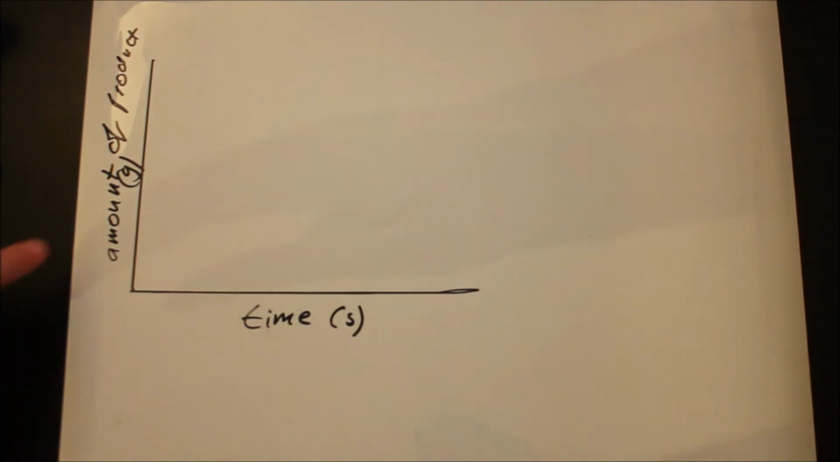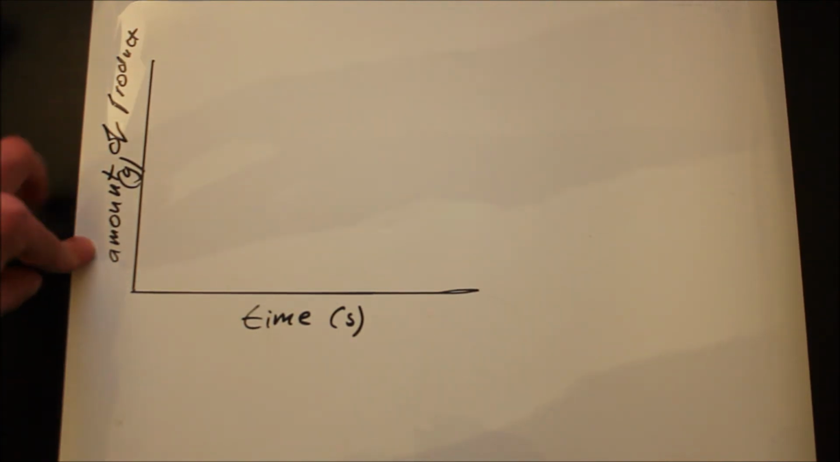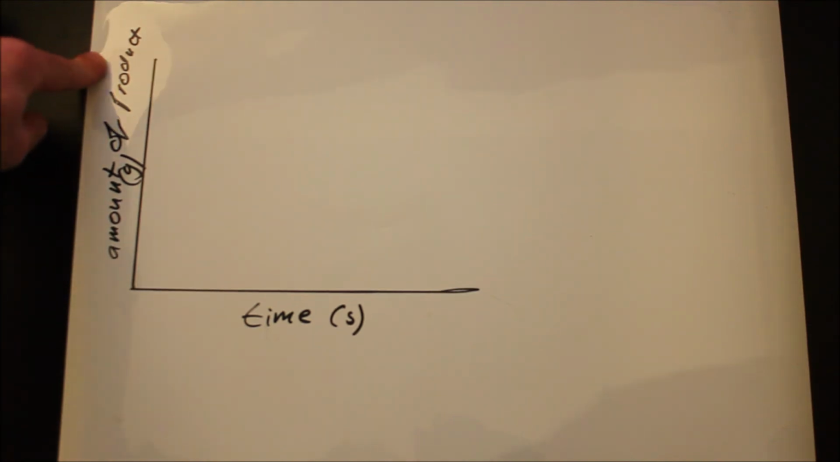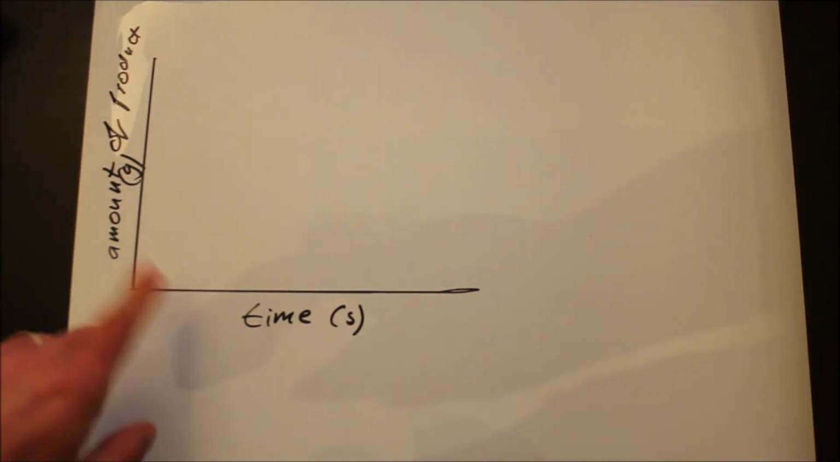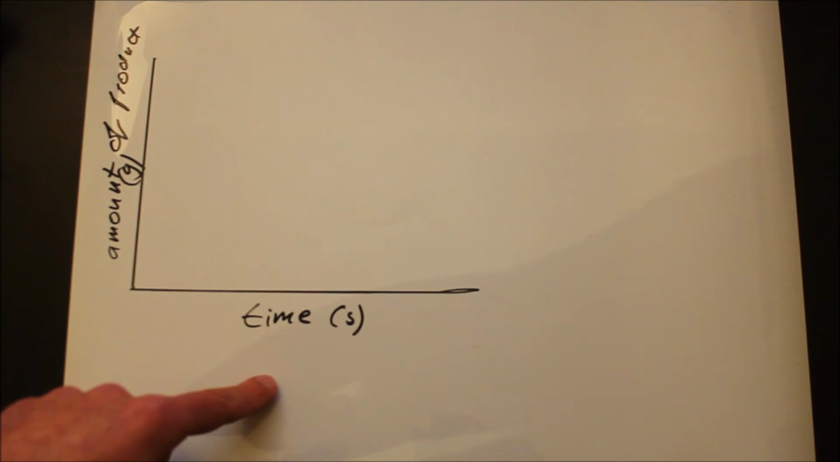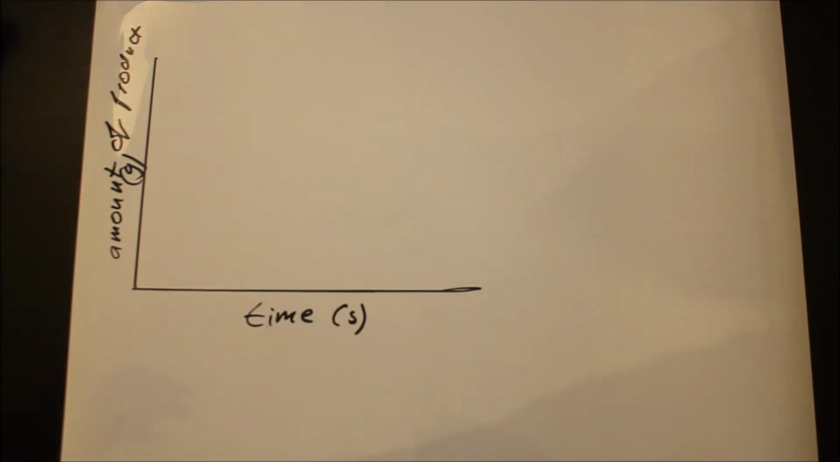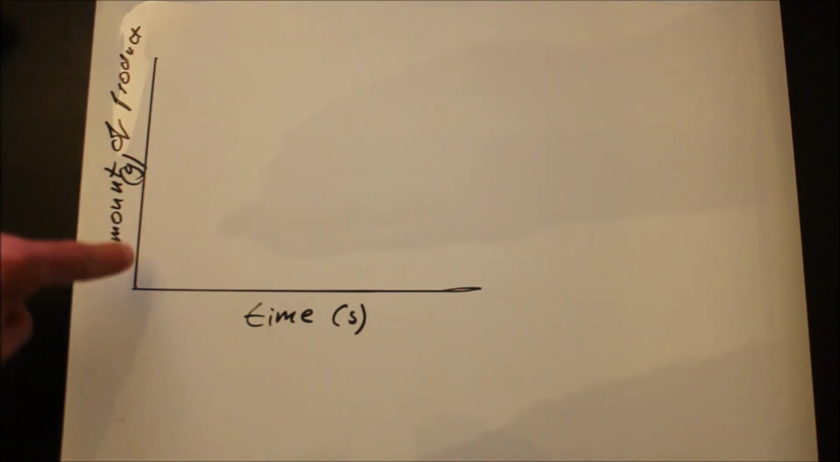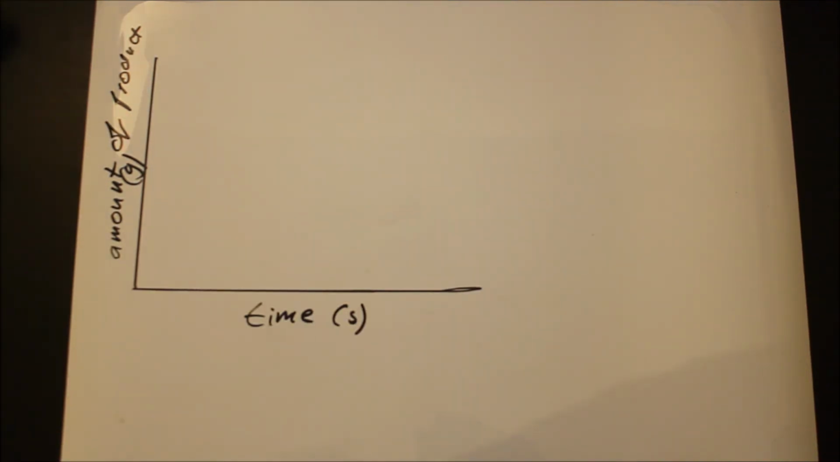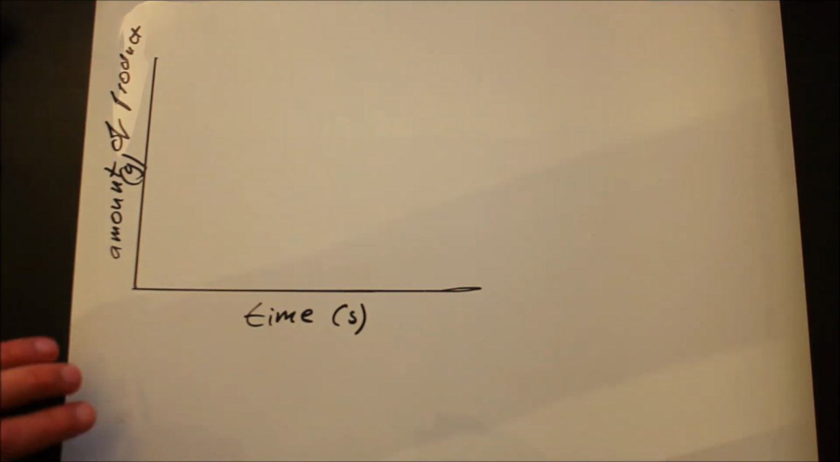So, graph skills. On our y-axis we have the amount of product that we've made in grams, so don't forget to put your units on your graphs when you're drawing them, and time in seconds on the bottom. And again, you need to make sure you draw in the exams with pencil and ruler for your axis, and indeed everything else should be drawn in pencil. It's not something I have the luxury of on a whiteboard.